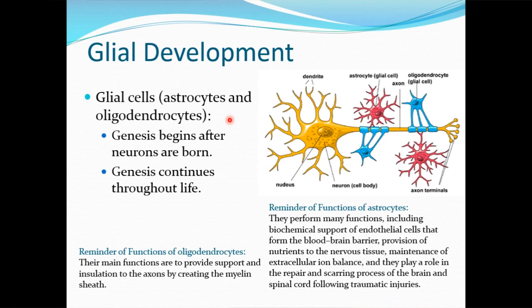Now, glial cells, such as astrocytes and oligodendrocytes, although we know we get many other types of glial cells, their genesis begins after the neurons are born, and their genesis continues throughout life. And I just put these two reminders in of what the astrocytes do and what the oligodendrocytes do. But just in a nutshell, the oligodendrocytes help form myelin around the axons for several axons at a time. The astrocytes tend to wrap around the capillaries and help with the blood-brain barrier.